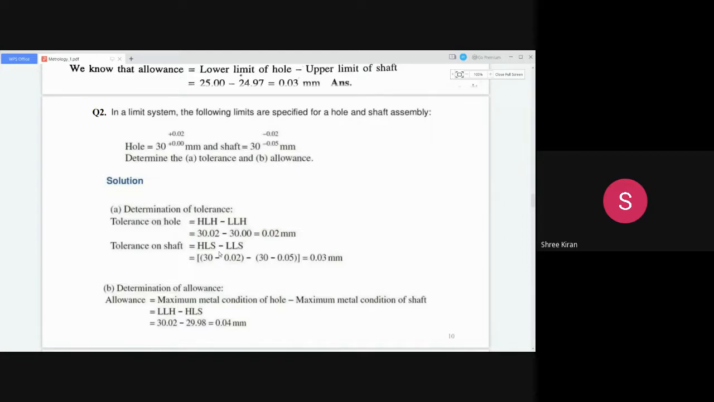So, in the case of tolerance of the hole, it is HLH. What do you mean by HLH? Can any one of you tell me? I'll ask Mohammad Asaf. What do you mean by HLH?